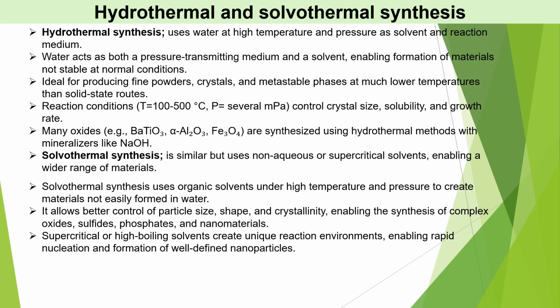Hydrothermal and solvothermal synthesis. In hydrothermal synthesis, reactions occur in water at high temperatures and pressures. Water acts as both solvent and pressure medium, enabling the formation of phases not stable at ambient conditions. Typical temperatures are around 25 to 350 degrees Celsius with pressures of several megapascals. This method produces materials like BaTiO3, Fe3O4, and alpha Al2O3.